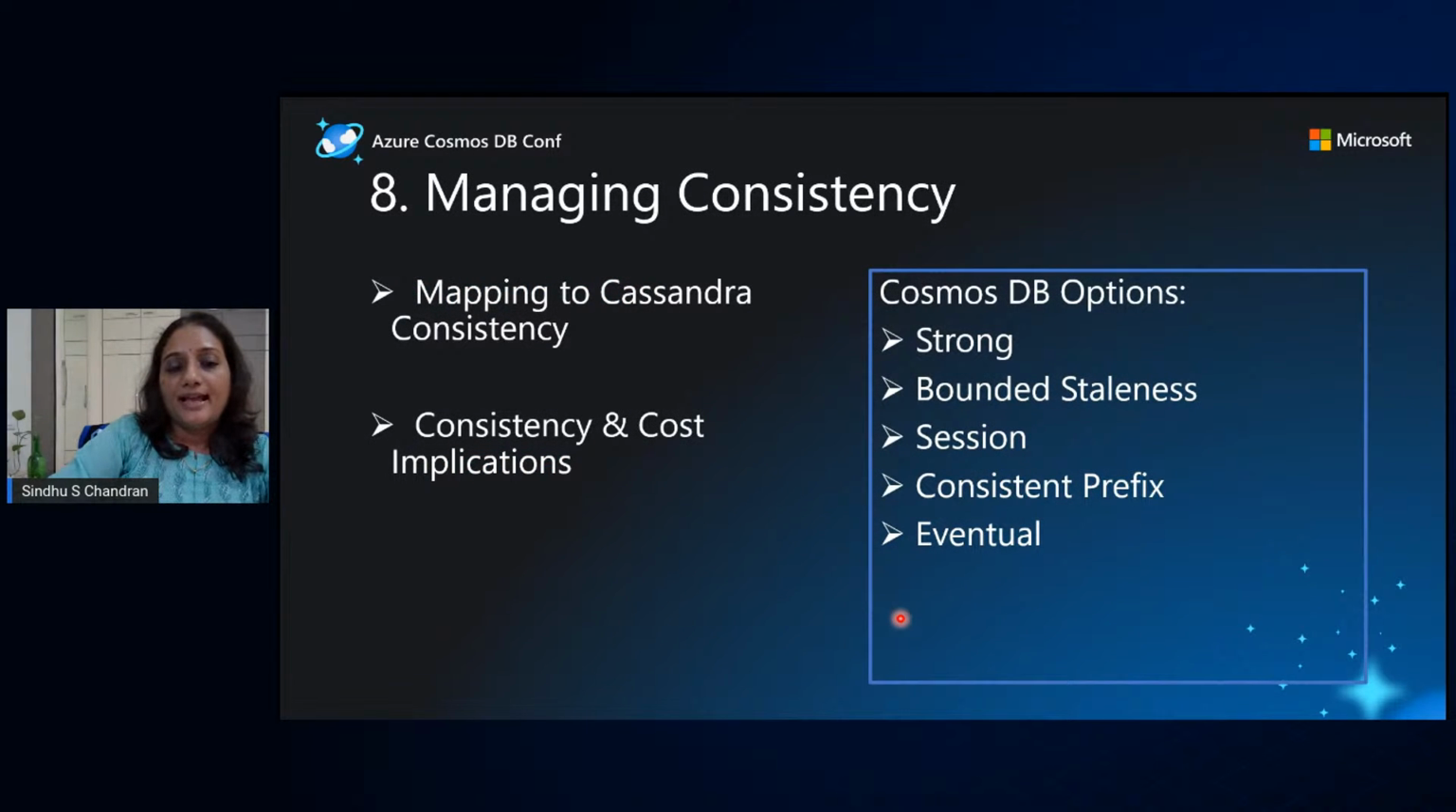And again, you need to be aware of how the consistency maps to a Cassandra consistency and the cost implications of the same. So there are these different options which are provided on Cosmos DB, and there is a mapping provided from how this relates to the Cassandra level consistencies. So it is important to be aware of this in choosing your settings.